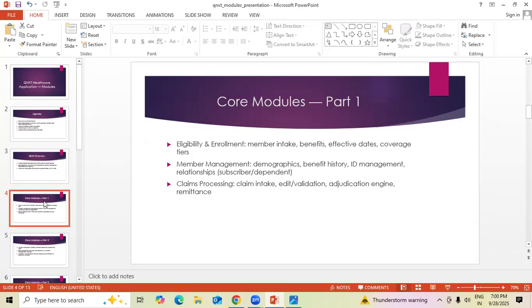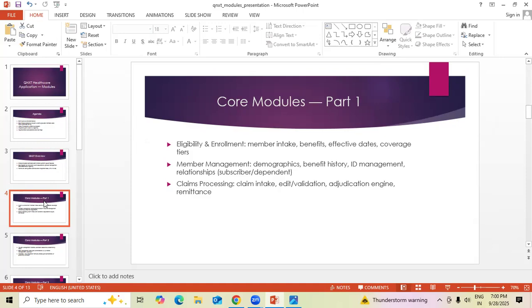Next one is member management. Member management means demographics: based upon the demographic conditions, how healthcare members are to be managed. At the same time, their benefit history, benefit ID management, followed by the kind of relationships we have with subscribers and dependents. Everything will be part of member management.